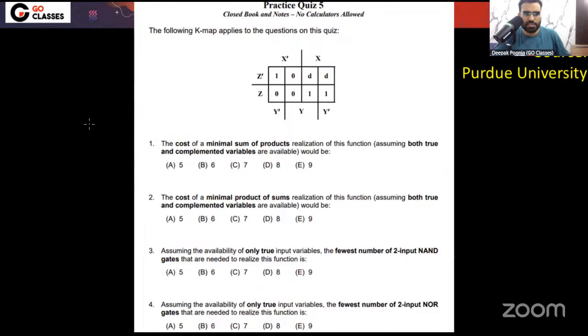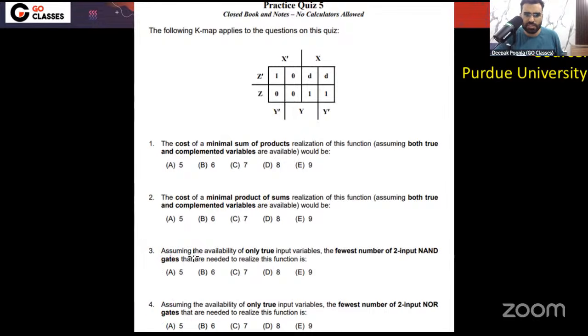Let's see the first question. The first question is asking the cost of minimal sum of product realization of this function, assuming both true and complemented variables are available. And question number 2 asks the cost of minimal product of sum realization of this function, assuming true and complemented variables are available. These 2 questions are similar to each other. One is asking for cost of minimal sum of product, and another is asking for cost of minimal product of sum. And questions 3 and 4 are also similar to each other.